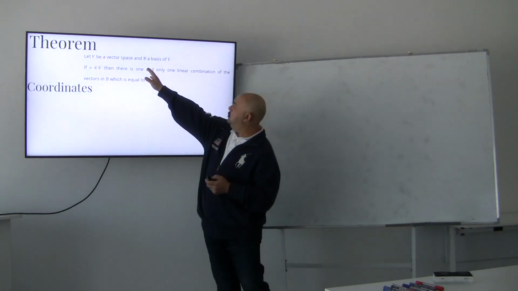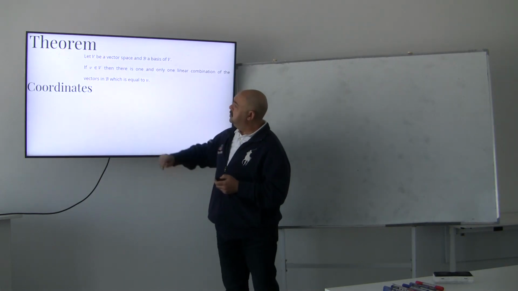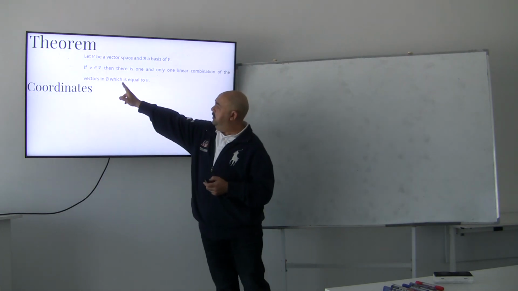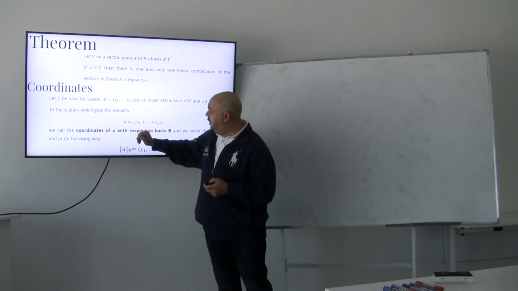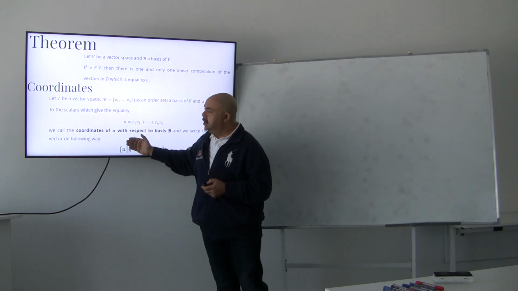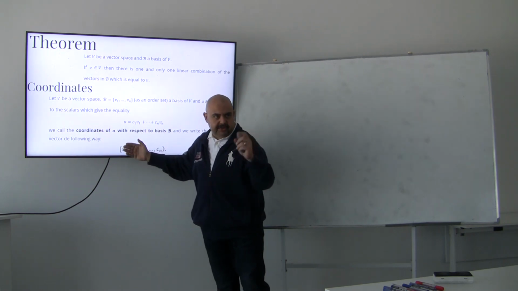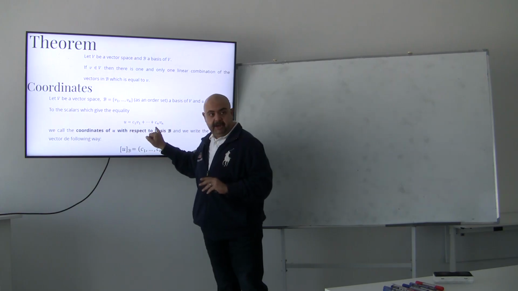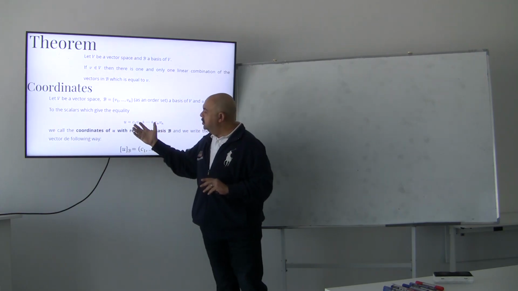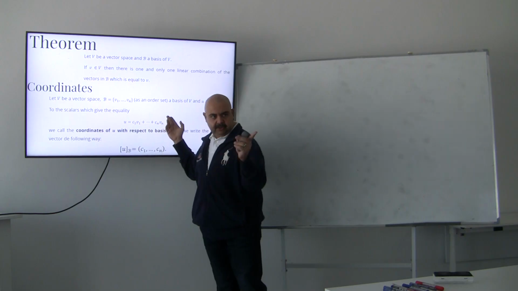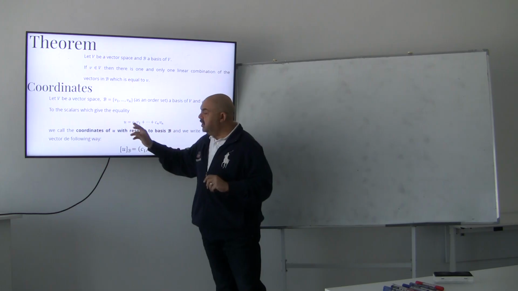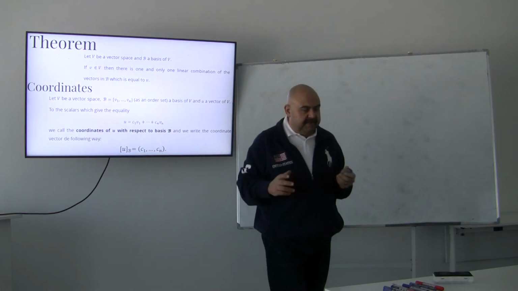Let V be a vector space and beta a basis for V. Let v belong to V. There is only one linear combination of the vectors in the basis which equals v. Here is the statement of the coordinates. What are the coordinates? The coordinates are the set of coefficients that, once you use them with the basis vectors, give you any vector in this vector space.